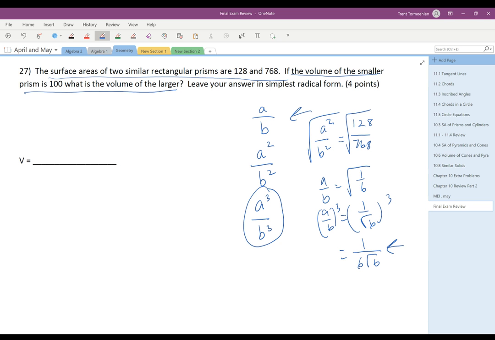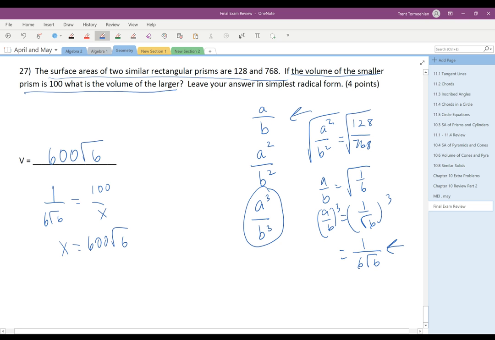So we can use that to say that 1 over 6 root 6 is equal to 100 over x. And so x just turns out to be 600 root 6. So the ratio of the volumes is 1 over 6 root 6, and the volume of the larger one must be 6 root 6 times 100, which is 600 root 6.